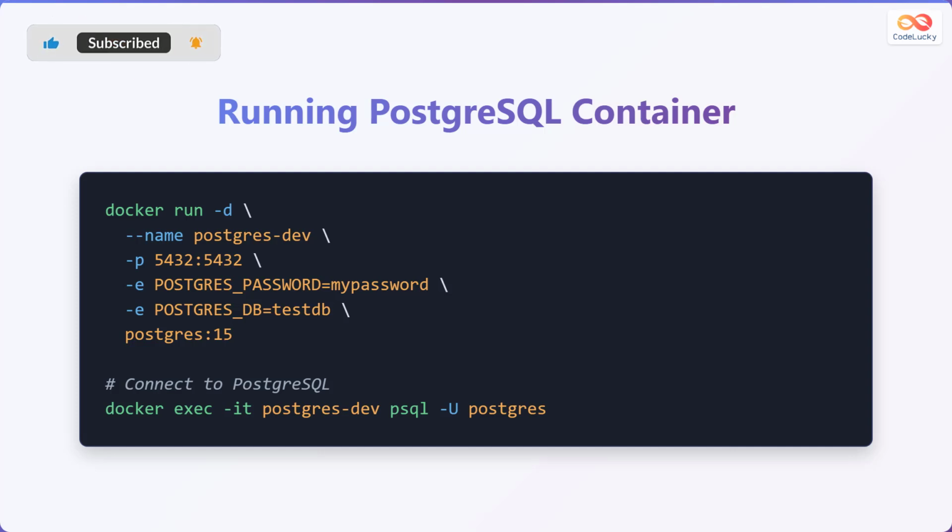Also, set an initial database name using the environment flag and the POSTGRES_DB variable. Lastly, specify the PostgreSQL image version, in this case, Postgres 15. To connect to PostgreSQL, execute into the container with the command docker exec, specify your container name, then run the psql command with the user flag -U and the username postgres.